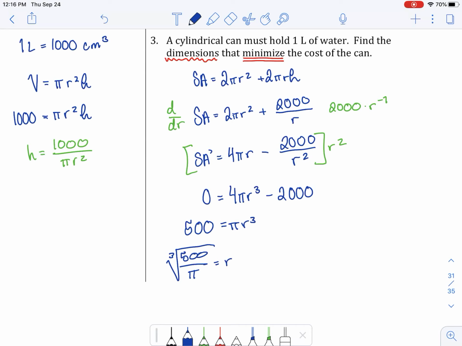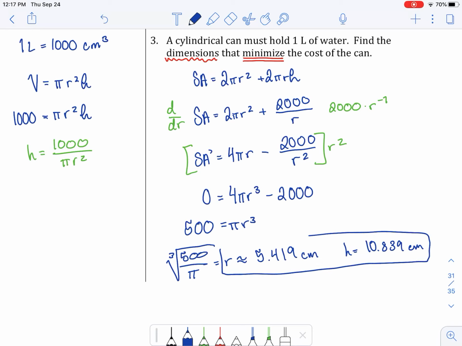And obviously this is not going to work out nicely, and you're going to want to grab your calculator, so that the radius is equal to approximately 5.419 centimeters. And if we then plug that into our height function, the optimal height of this can is 10.839 centimeters.